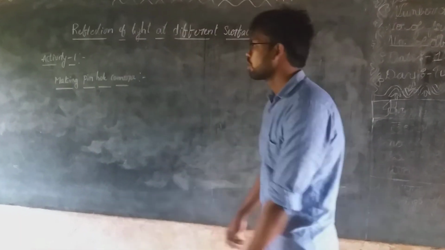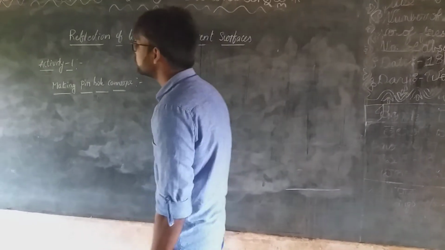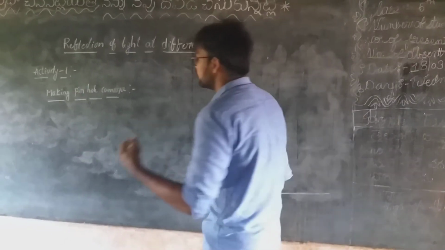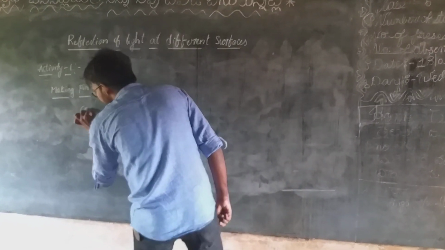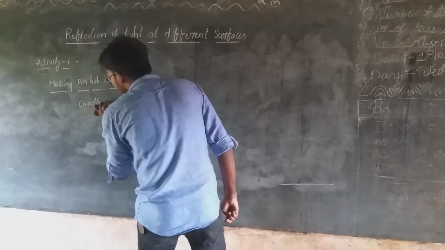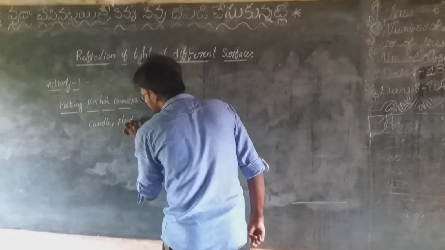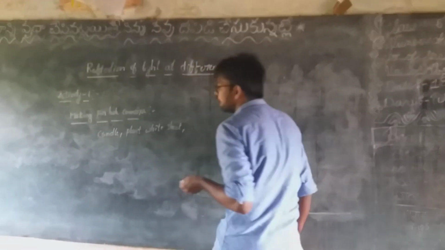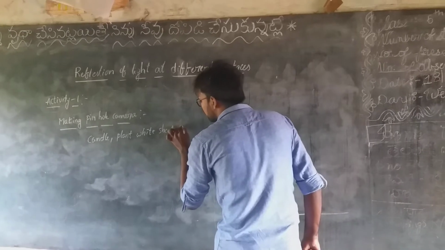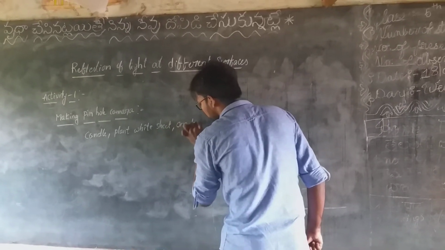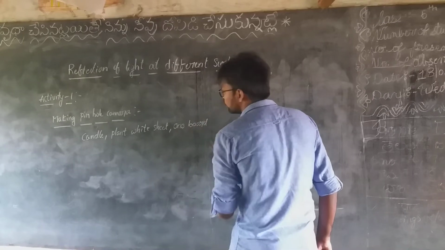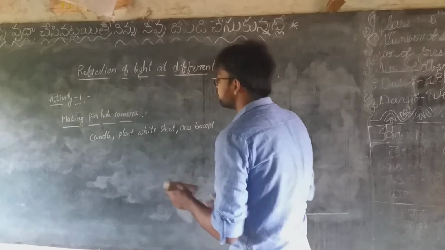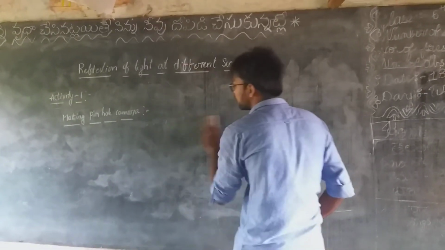Making a pinhole camera. So coming to the pinhole camera, the requirements we have to consider are a candle, a plain white sheet, as well as one board. Okay, these three are the important ones. How are we using these three? Simply, I am drawing the diagram. From that diagram you can understand.